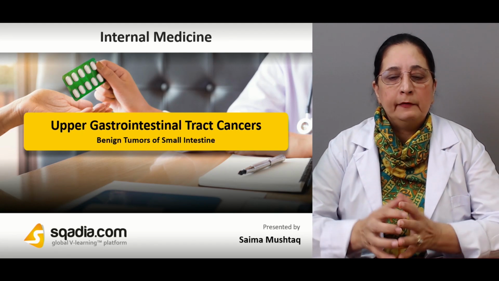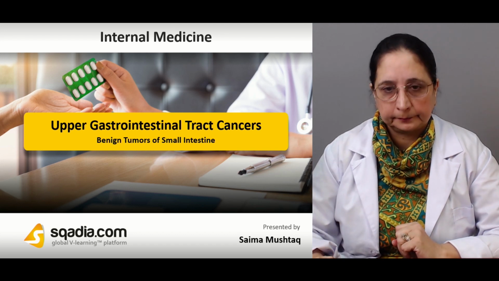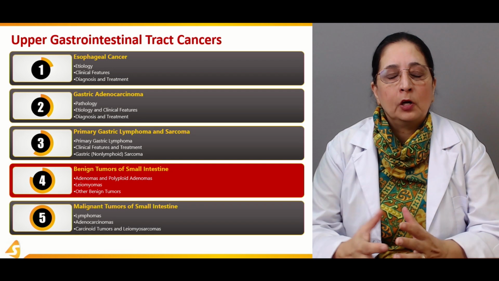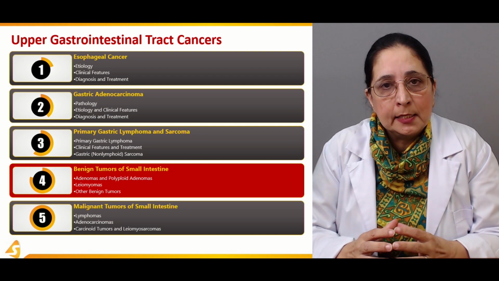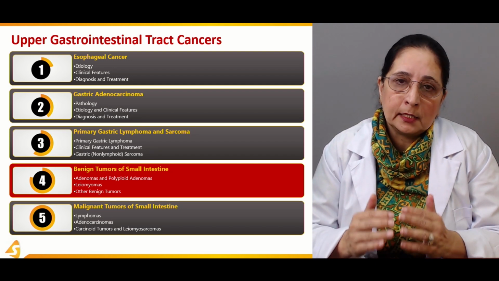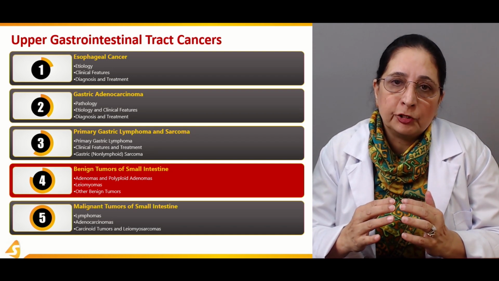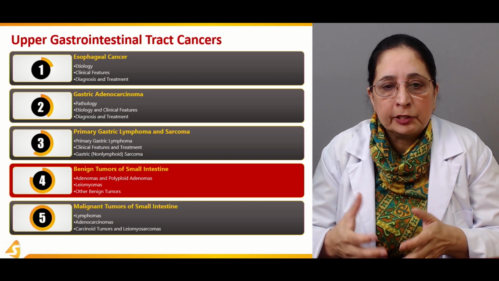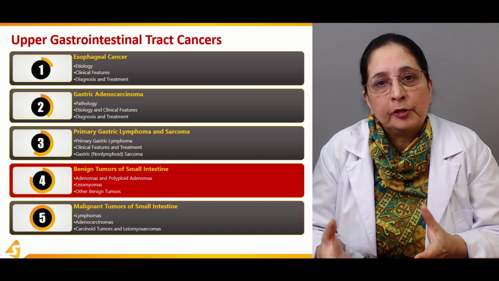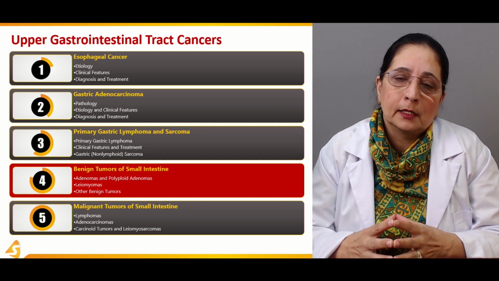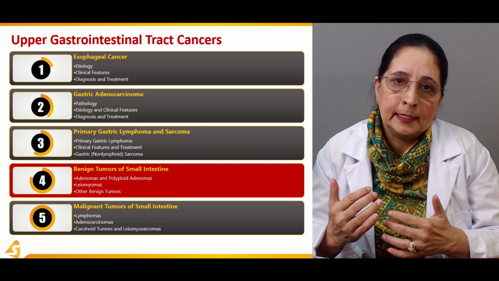In this section now we will talk about some benign tumors of the small intestine. Since we are talking about the upper GI tract cancers in our today's lecture, we already discussed the esophageal cancers. Then we talked about the gastric cancers, in which the gastric adenocarcinoma is the most common. Then we discussed the gastric lymphomas and gastric sarcomas. So that concludes the esophagus and the stomach.